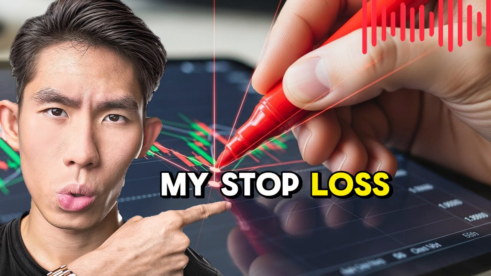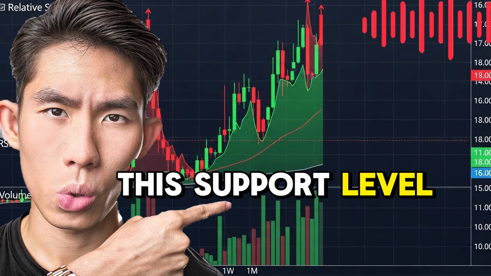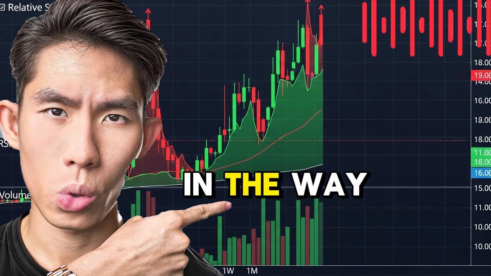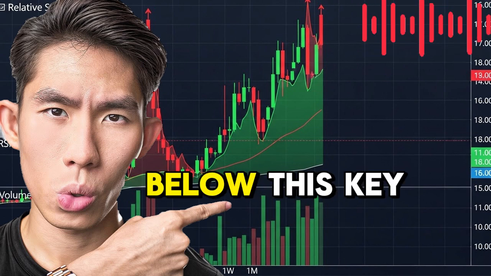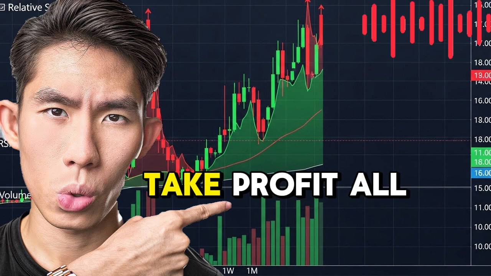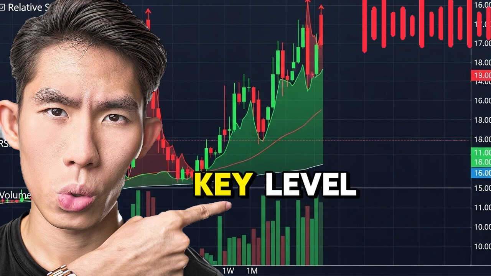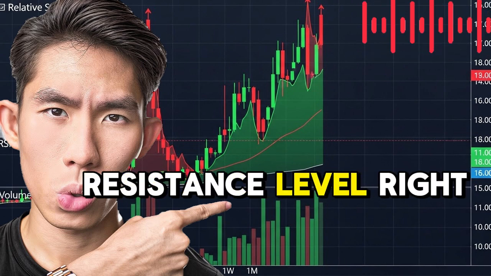And I'll place my stop loss once again below this support level, and I can't really see because my camera is in the way. Yup, so I'll place my stop loss below this key support level and place my take profit all the way up at the next key level, which is this resistance level right here.